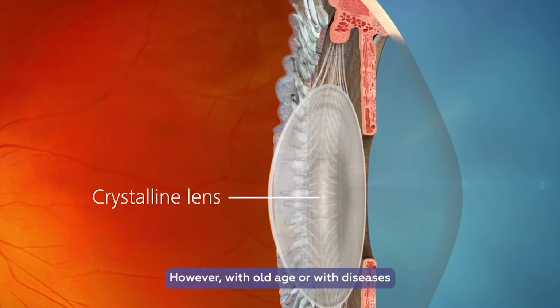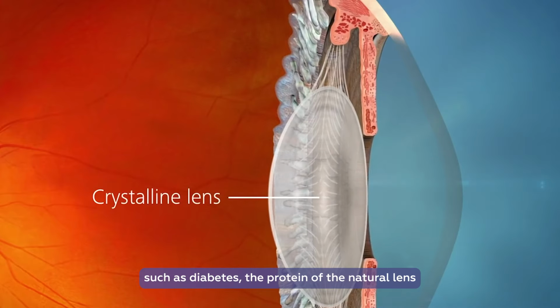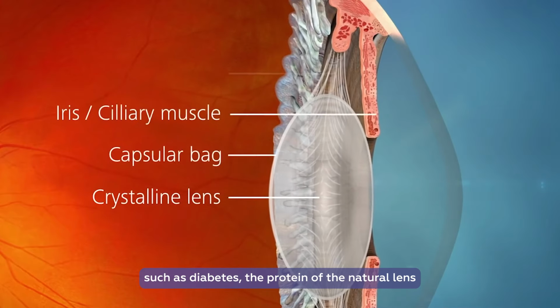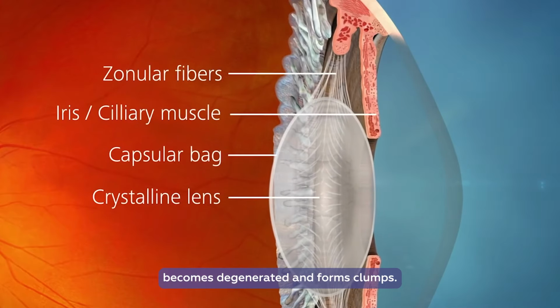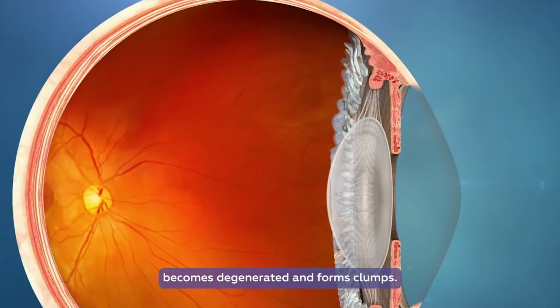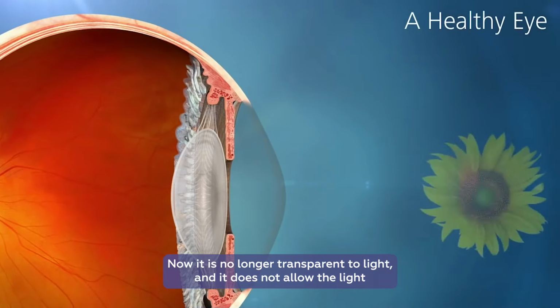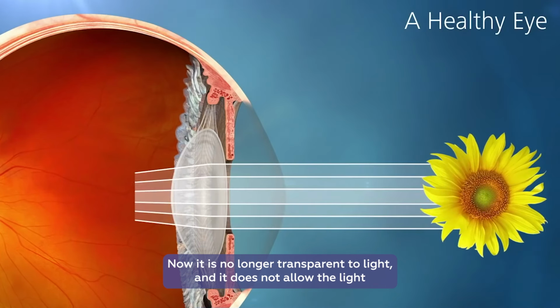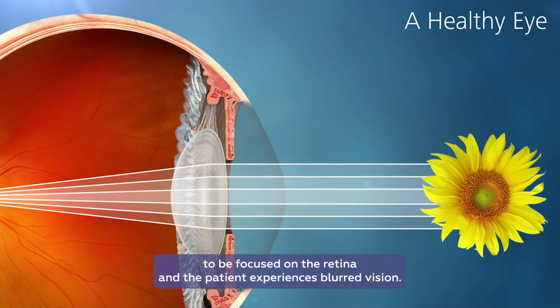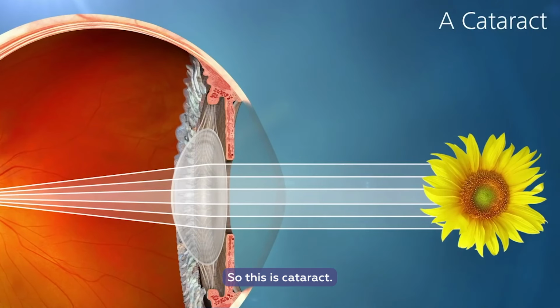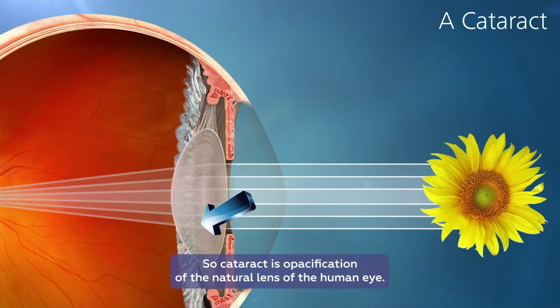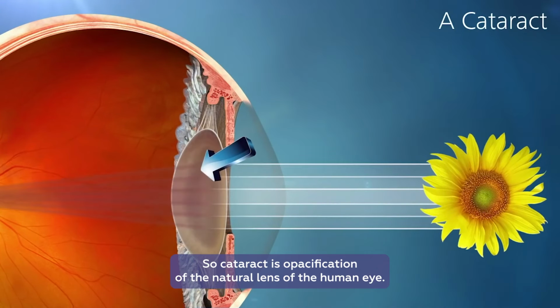However, with old age or with diseases such as diabetes, the protein of the natural lens becomes degenerated and forms clumps. Now it is no longer transparent to light and it does not allow the light to be focused on the retina, and the patient experiences blurred vision. So this is cataract. So cataract is opacification of the natural lens of the human eye.